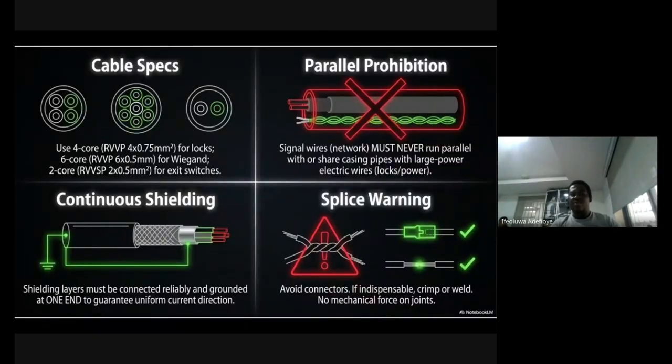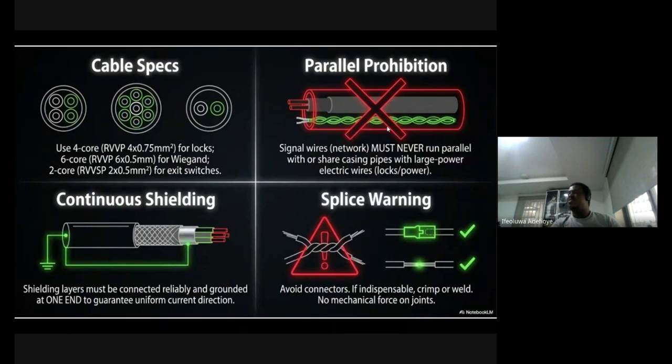Now, for cable specification, use 4-core for locks. We all know 4-core cables. 6-core for Wiegand. That's the Cat cables. 2-core for the exit switch. So, parallel prohibition: never run power and signal together. When you are running cable for network and power, never run them together. Never. People make this mistake a lot. This might affect the signal.